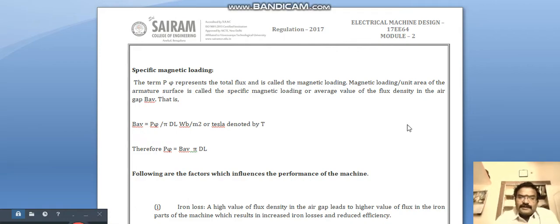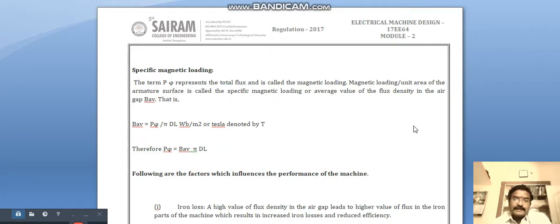Hi to all. In this video, we are going to see about specific magnetic loading and specific electric loading. What are the factors we should take when we go for magnetic loading and electric loading? So, specific magnetic loading.